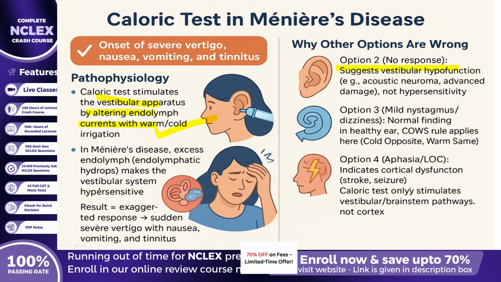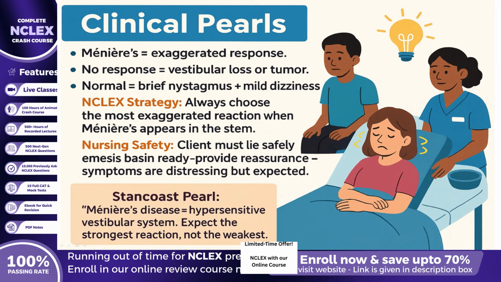The classic COWS mnemonic, cold opposite, warm same, applies here, but it does not explain the extreme reactions seen in Meniere's disease. Finally, option 4 is incorrect because aphasia and loss of consciousness reflect cortical neurological dysfunction such as stroke or seizure, not vestibular system hyperstimulation. The caloric test only activates vestibular and brainstem pathways, not higher cortical centers.